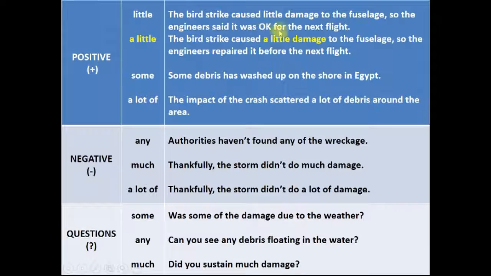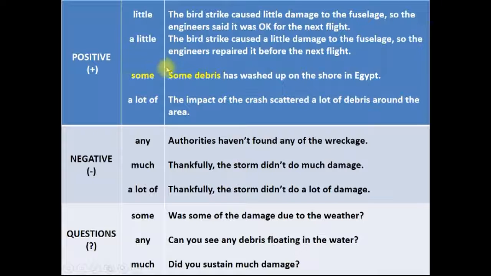The bird strike caused a little damage to the fuselage, so the engineers repaired it before the next flight. See the difference? When we say little, then that means it's not enough damage to matter, or it's not a significant amount of damage, so there was no need to repair the aircraft. However, a little damage, it's still a relatively small amount, but it's enough that it matters. It's enough damage that the engineers had to repair it before the next flight. So you see, the meaning can be quite different.